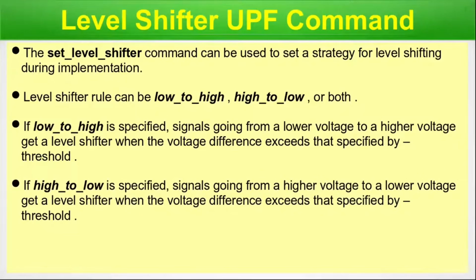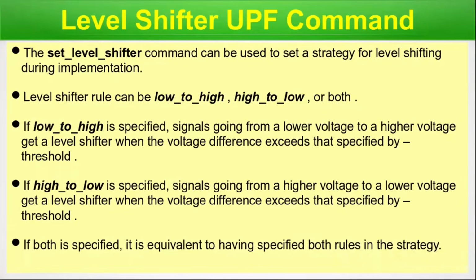If high to low is specified, signals going from a higher voltage to a lower voltage get a level shifter when the voltage difference exceeds that specified by the threshold. If both are specified, it is equivalent to having specified both rule strategies. In summary, this is the particular UPF command that pulls in the particular types of level shifter from the StdCell library. We're done with these slides.